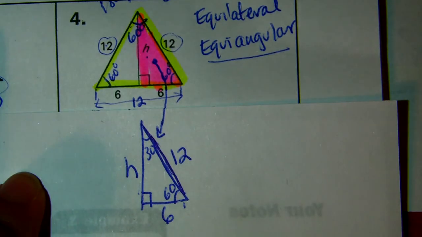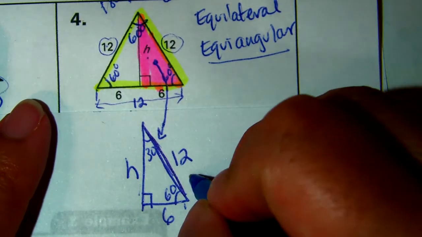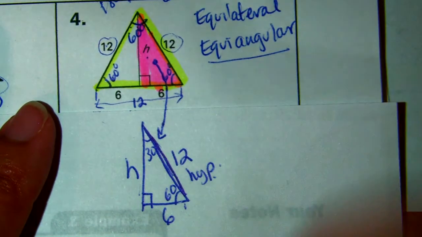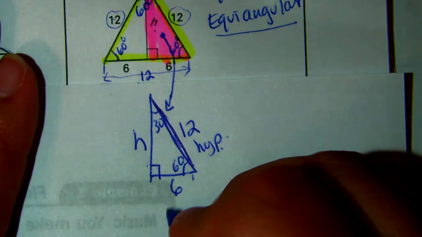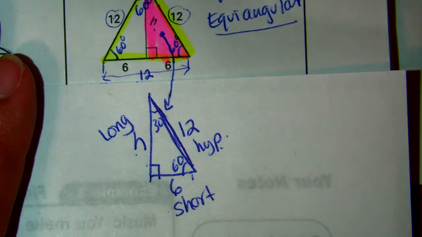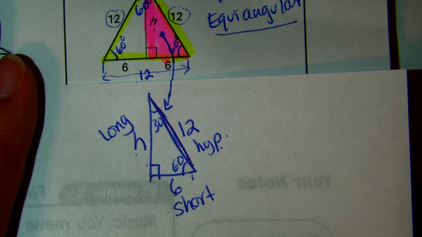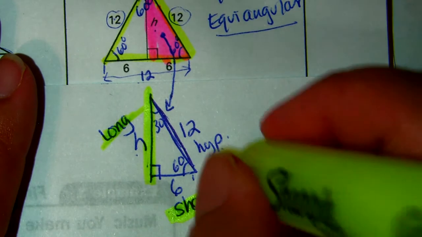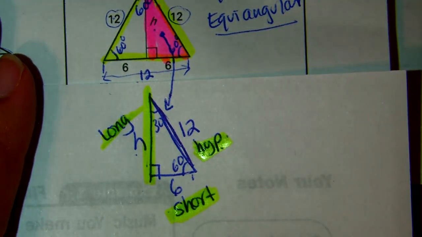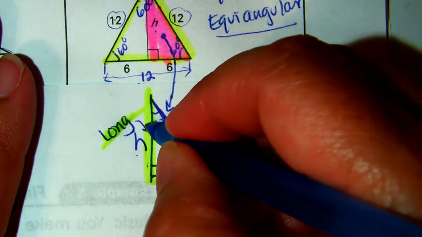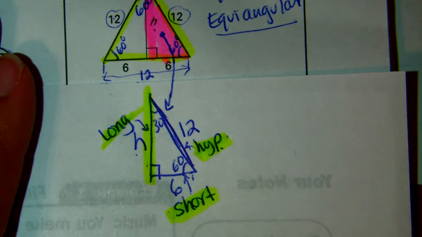Now, if you look at the triangle, this is the hypotenuse. I'm gonna write the word and then highlight. This is the hypotenuse. This right here is the short leg, and this right here is the long leg. Okay, so I'm gonna highlight the names. This is the long right here. This is the short. And this is the hypotenuse. Okay, short leg, long leg, hypotenuse.